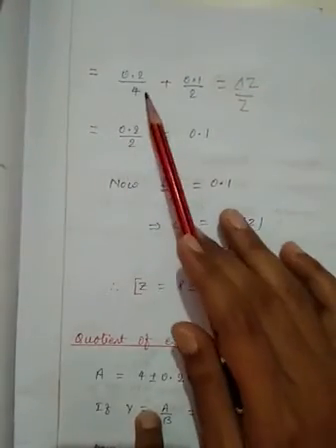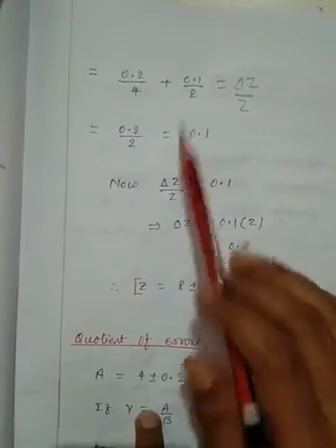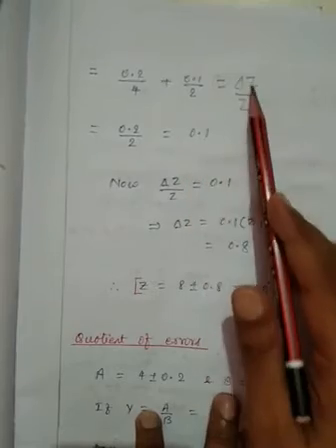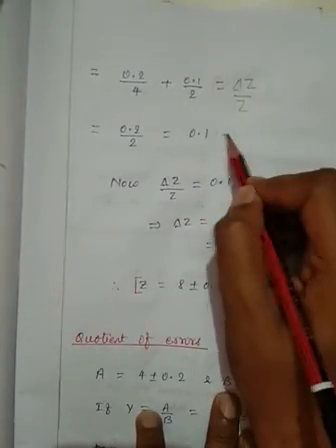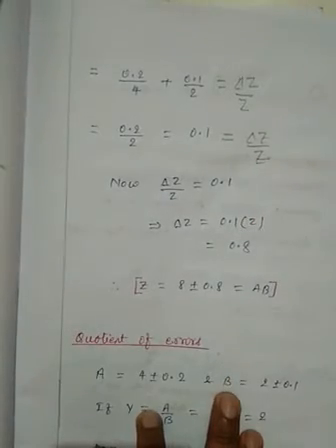So, 0.2 by 4 plus 0.1 by 2, is nothing, 2 2s are 4. So, these are the same. So, we will be getting 0.2 by 2. So, the value of delta Z by Z is coming as 0.1. So, 0.1 is nothing but delta Z by Z. Okay.